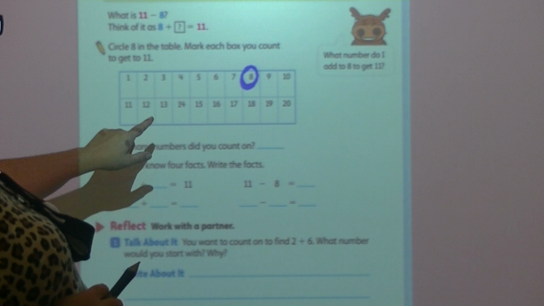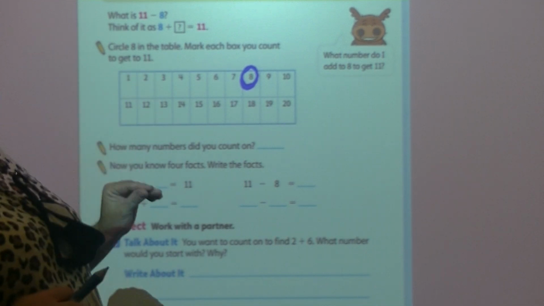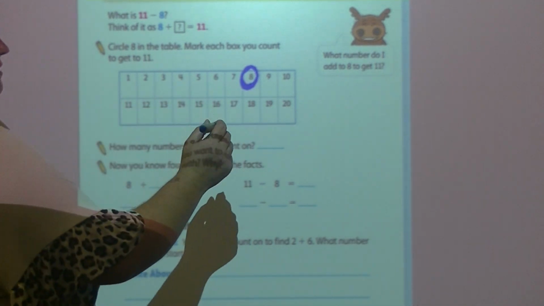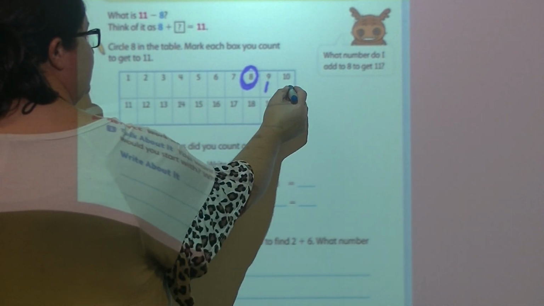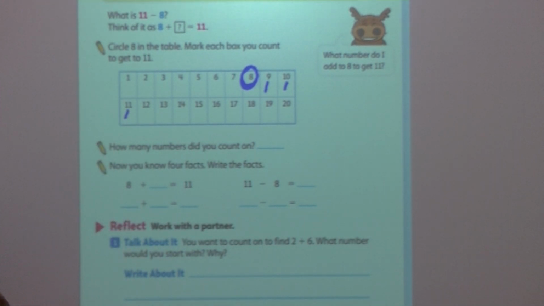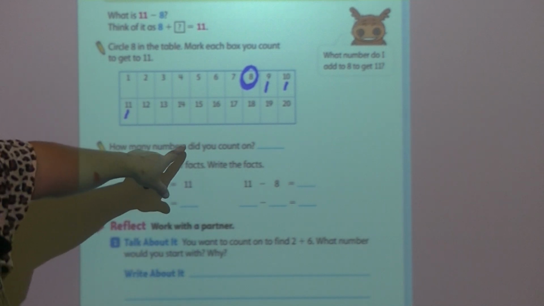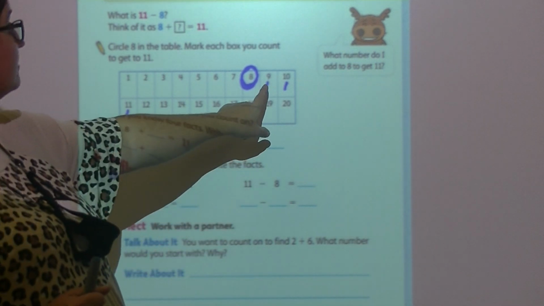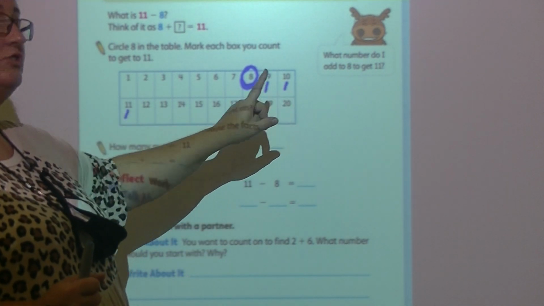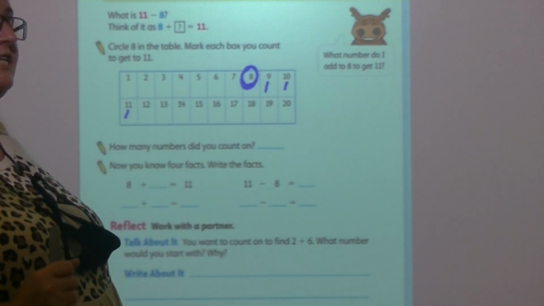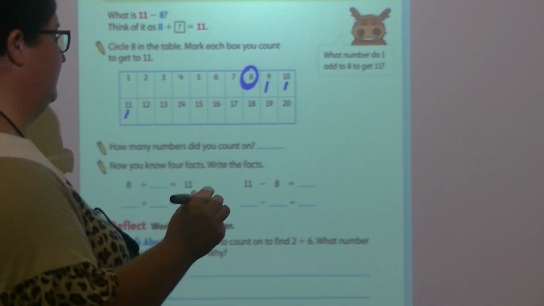So let's count on until we get to the number 11. Number in your head is 8. Get ready. 9, 10, 11. So, how many numbers did you count on? We can tell by the marks. Let's count the marks. 1, 2, 3. So how many numbers did you count on? 3.